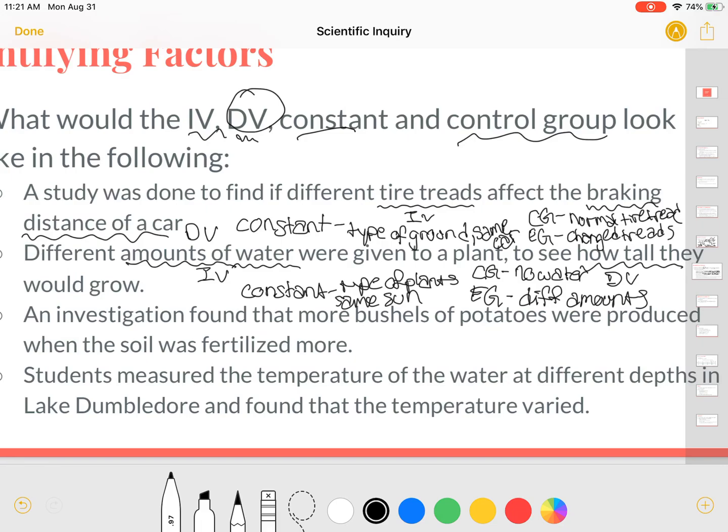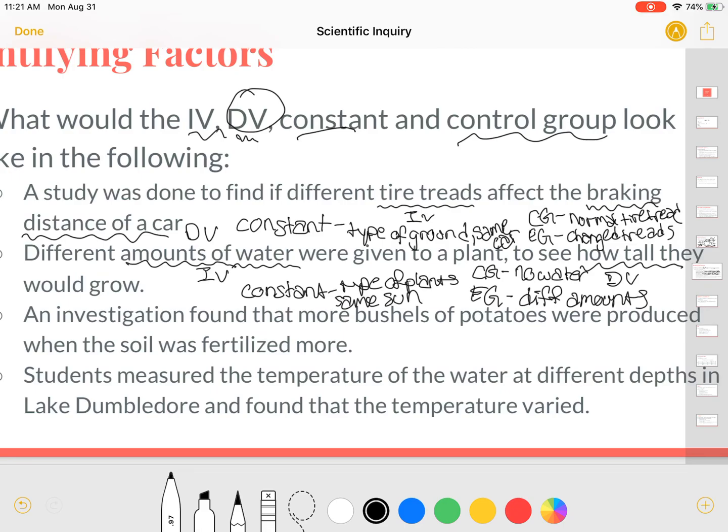So you just have to think through slowly with some of these, and it starts to get a little bit easier. Here we have: an investigation found that more bushels of potatoes were produced when the soil was fertilized more. So we have found out that more bushels of potatoes grow. Bushels is just the amount of potatoes, basically, when the soil was fertilized more. So think back. Can I change the amount of bushels of potatoes growing? Am I in control of that? No, I'm not at all.